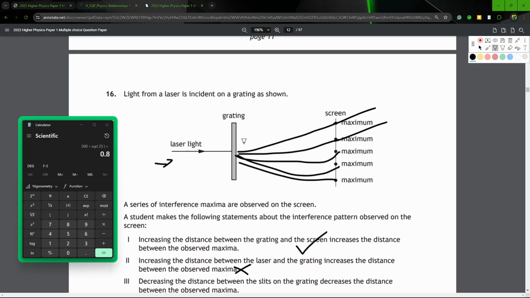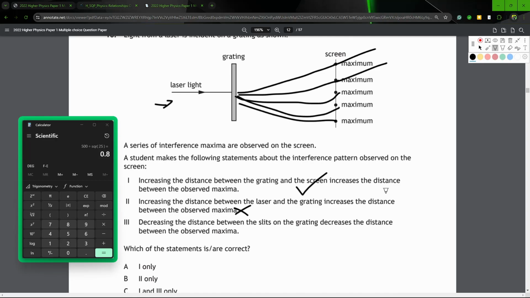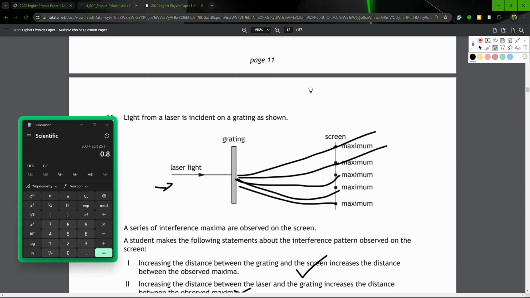Decreasing the distance between the slits on the grating decreases the distance between the maxima. Well, that's incorrect, because smaller gaps will lead to more diffraction, we call it, right?